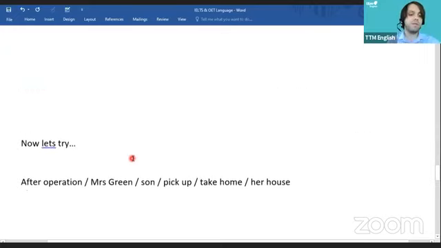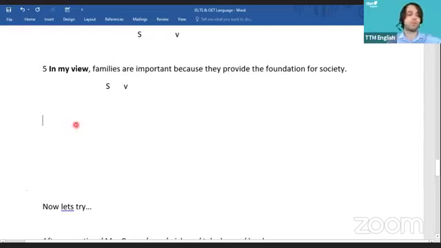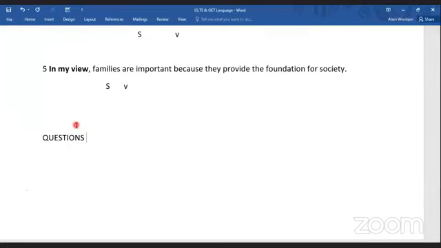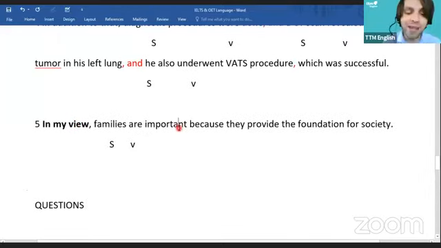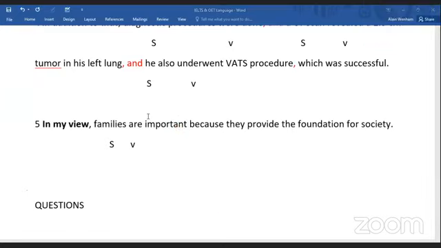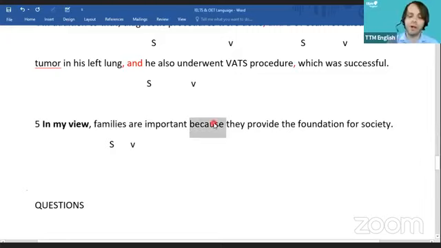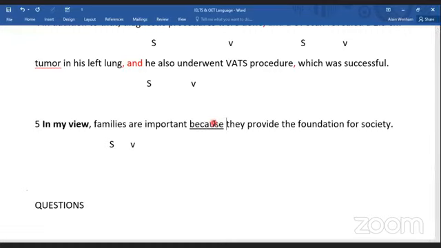Okay, so I'm going to finish off. Yes. Questions, please. Go on. But Alan, you use because. Ah, sorry, I'm forgetting my own little traps I've laid for you. Now, in my view, yes. Families are important because they provide the foundation for society. So, Key, if you could come back on the microphone. Yes, this one I put in because this is a prime example of what you said before, right? This is not a simple sentence either.